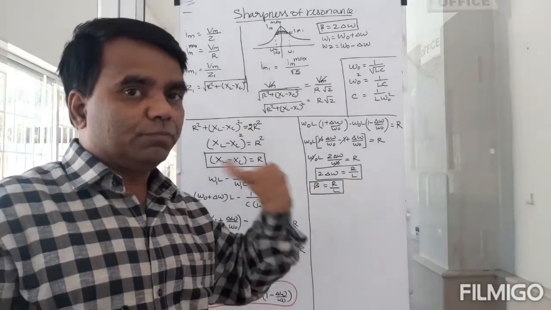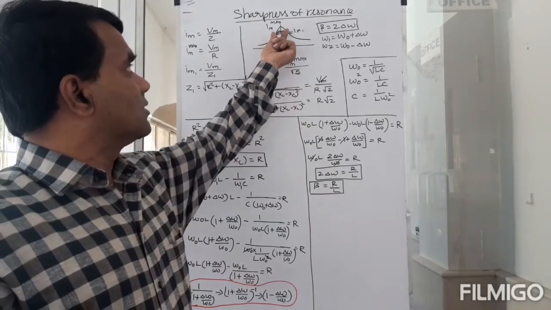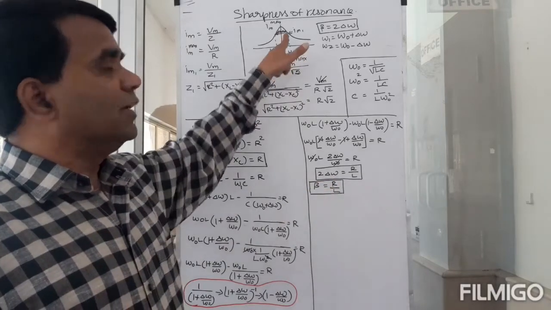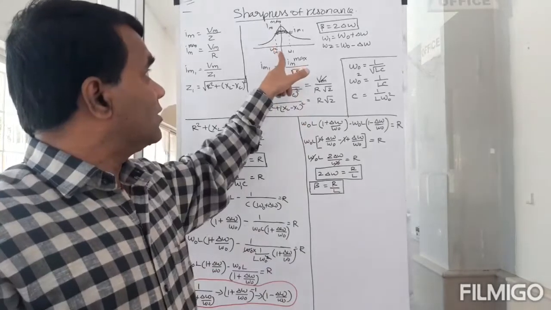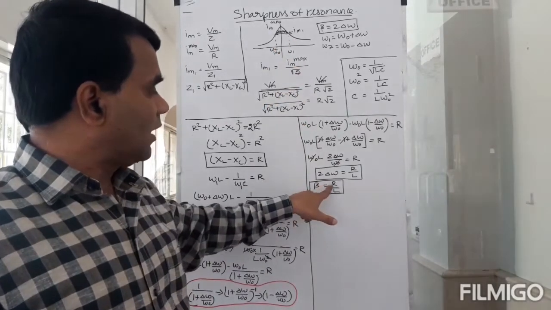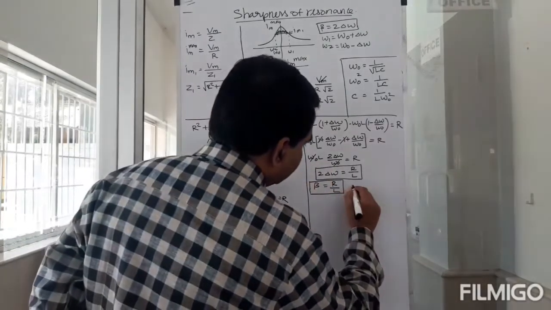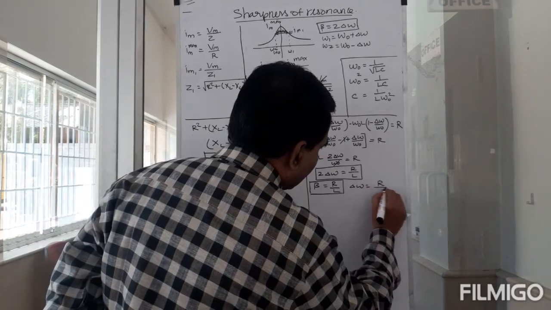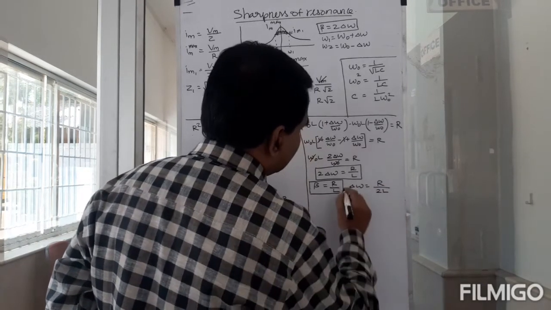If I know omega naught, then I will get 2 delta omega as R by L, and delta omega will be simply half of this. That's it. In this case, my delta omega is equal to R by 2L. Okay, that's another.